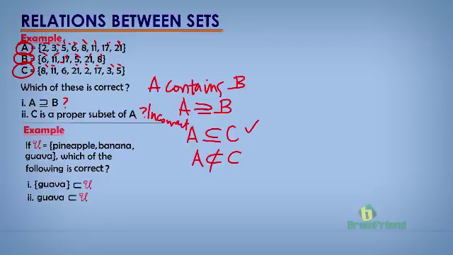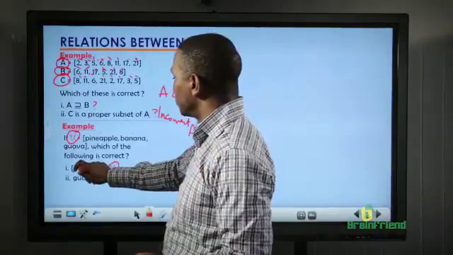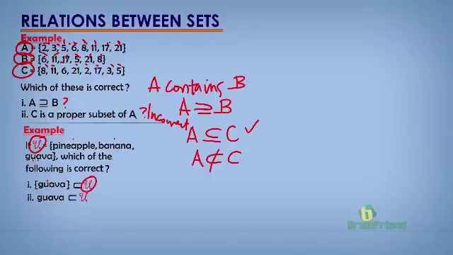Let's take a look at another example. If we have a universal set that has elements pineapple, banana, and guava, which of the following is correct? We have the set of guava is a proper subset of the universe. From what we've learned, indeed, the set of guava is a proper subset, because the set of guava can be found in our universal set that has guava in it, and it also has other elements that are not found in our set of guava. So this statement is obviously correct.